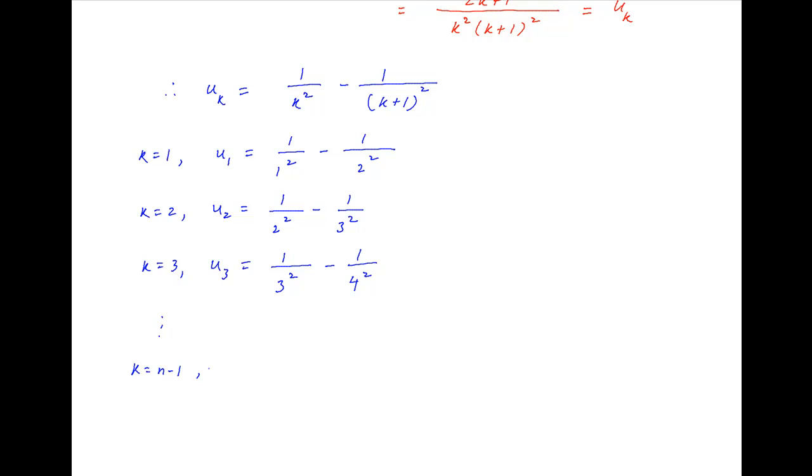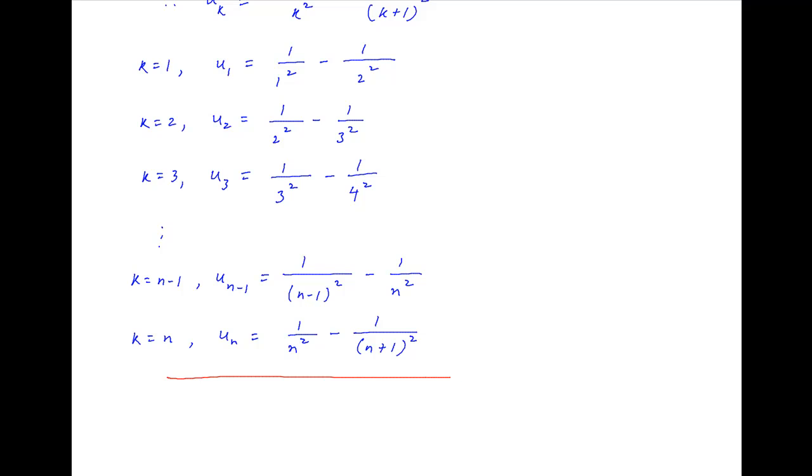Put k equal to n minus 1, u_(n-1) is equal to 1/(n-1)² minus 1/n². And finally, putting k equal to n, the value of the nth term u_n is equal to 1/n² minus 1/(n+1)². Now adding all of these expressions on the left hand side, we get the sum of the n terms of the series. Let's denote it by S_n.